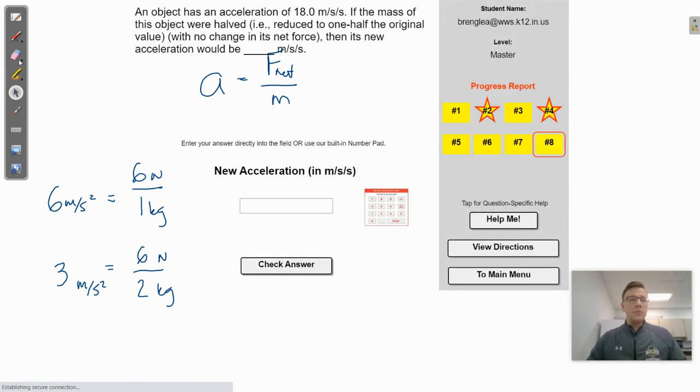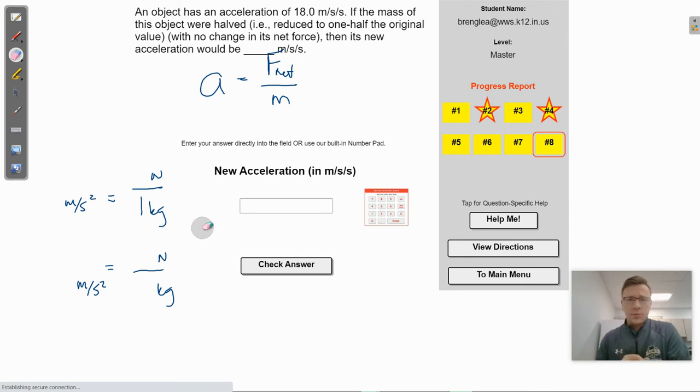All righty. So this time it says we have an object with an acceleration of 18 meters per second squared. If the mass of this object were cut in half, then its new acceleration would be. Okay, so this time it might make more sense. You could still plug it in like this. You could do 18 is equal to 18 over 1, kind of like I've been doing here. 18 newtons divided by 1 kilogram.